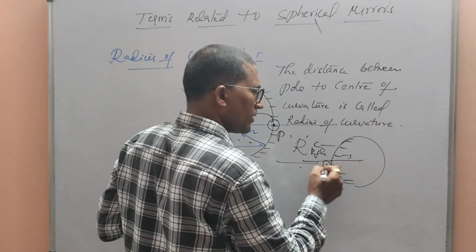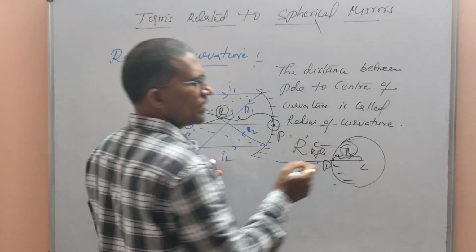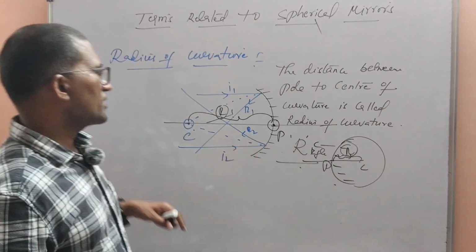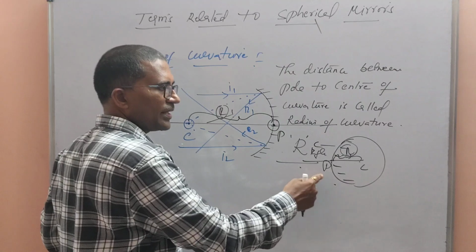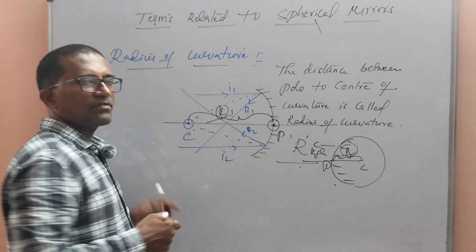Okay, the distance between the pole of the mirror and the center of curvature is called the radius of curvature. So in the case of a convex mirror, the center of curvature is in the mirror. For a concave mirror, the center of curvature is in front of the mirror.